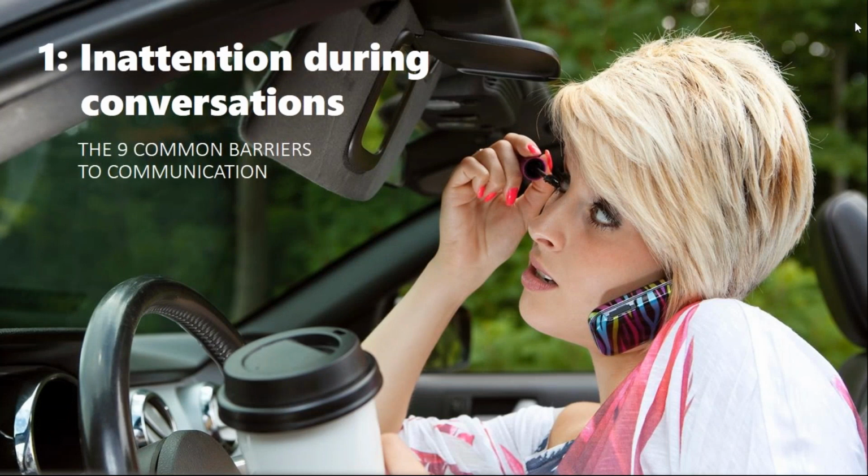Barrier number 1, the inattention during conversations. This is the barrier where you're doing what we often refer to as multitasking, while you're typing out an email while somebody's at the door wanting your attention, and you turn to that person and say, keep talking, I'm listening, I've just got to get this email out the door, and so keep going, I am listening. And of course, all under the guise that you're multitasking.